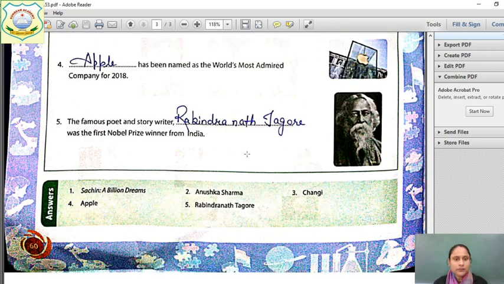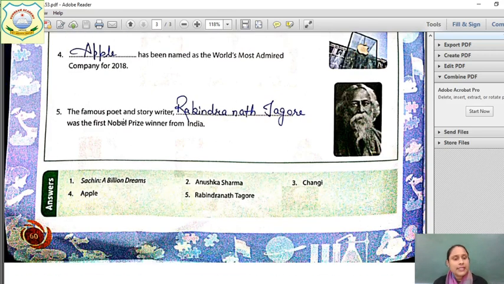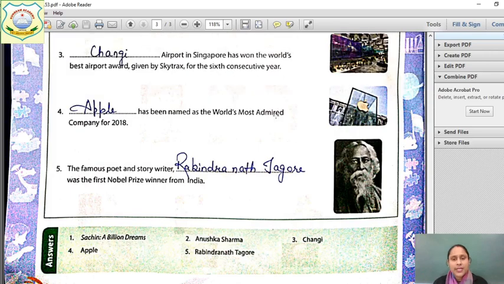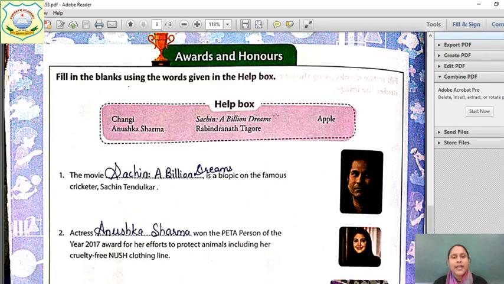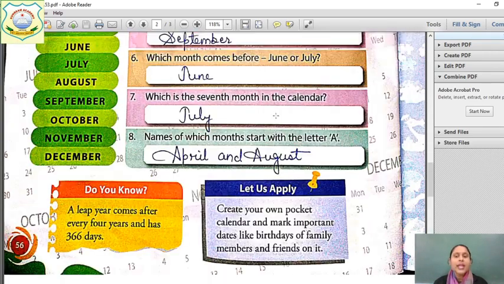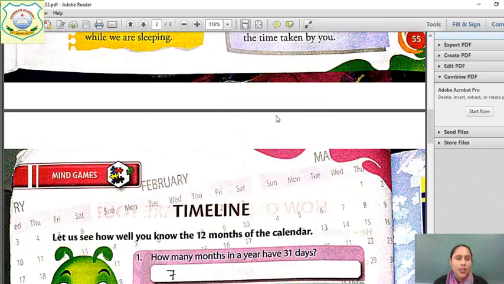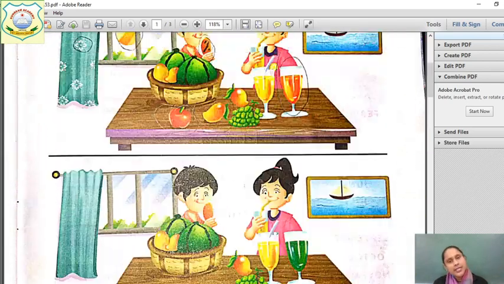Okay. Now, children, this completes this page also. So your page number 60 is completed. So up to page number 60 we have done today. Children, do complete your work up to page number 60.